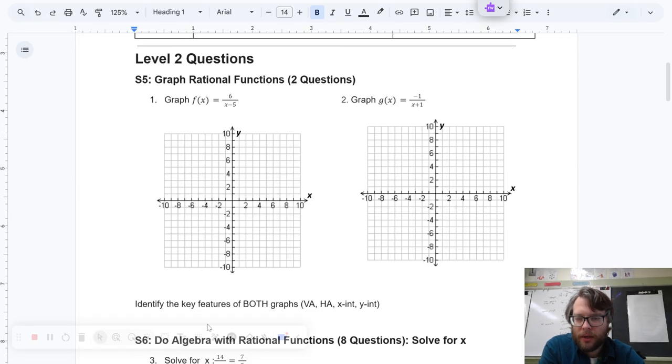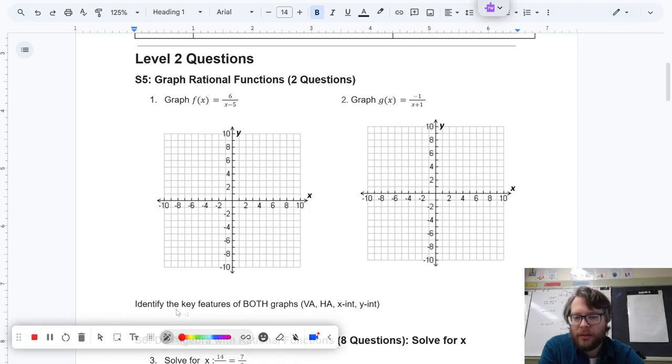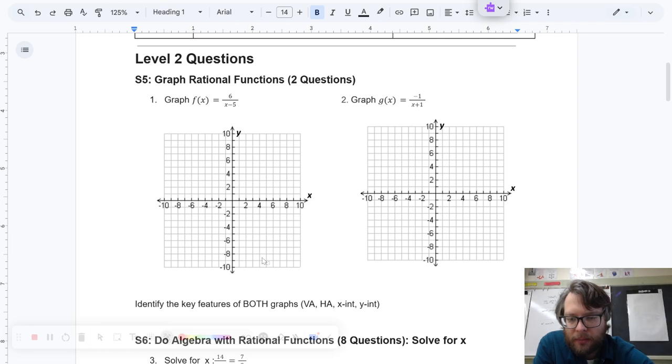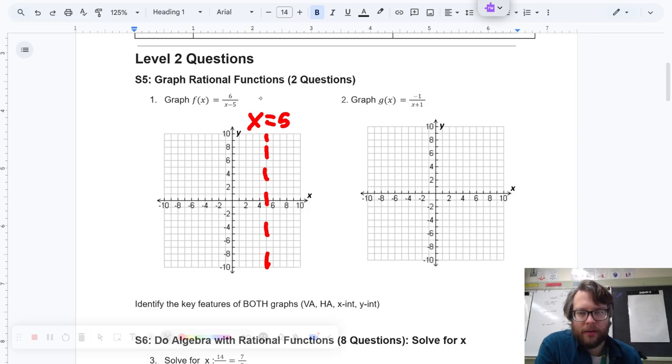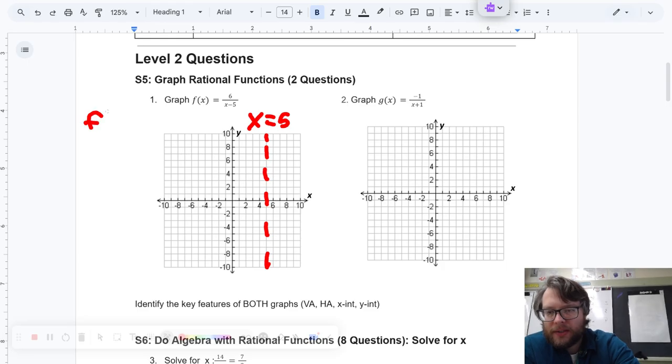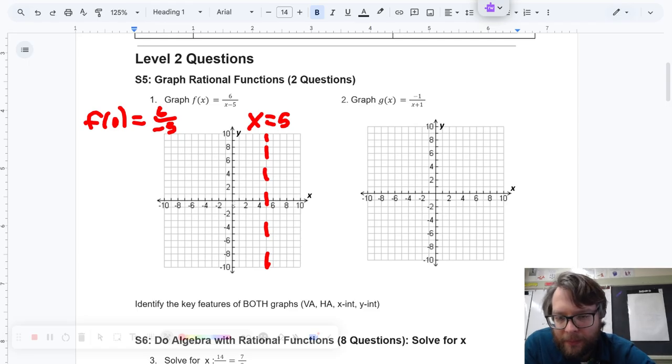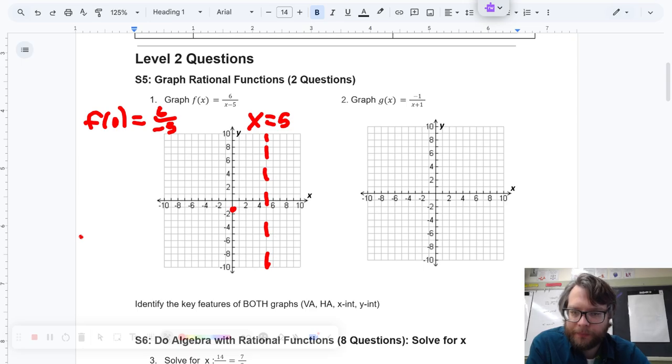So your basic one, 6 over x minus 5. I know that means there's going to be a vertical asymptote at 5 because if x equals 5, that makes the denominator, the bottom, equal 0. If I plug in x equals 0, I'm going to have 6 over 0 minus 5, which is negative 5. That means my y-intercept is just a little bit below negative 1. 6 over negative 5 is negative 1 point something.